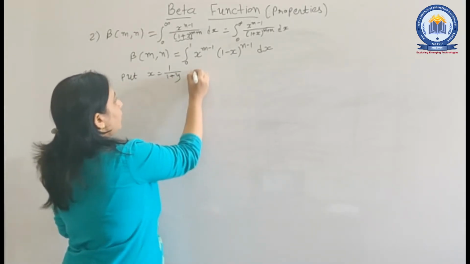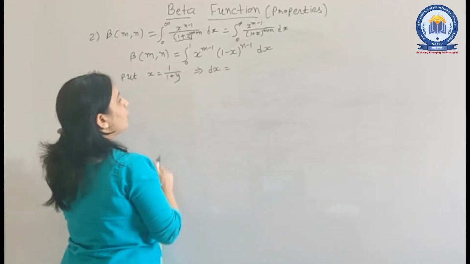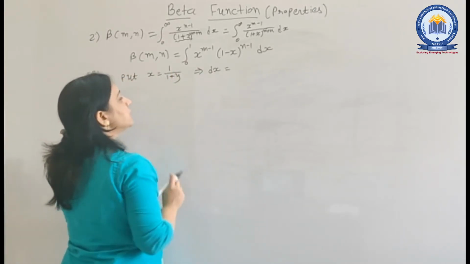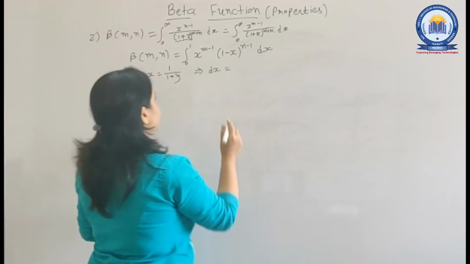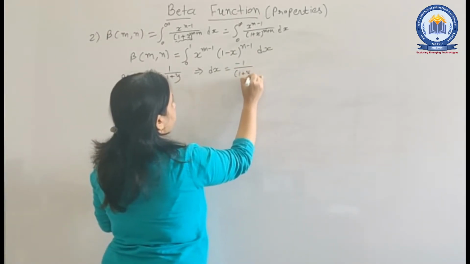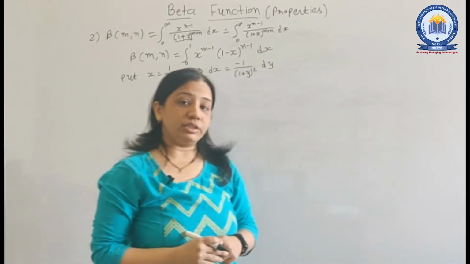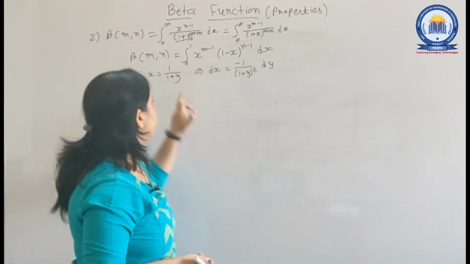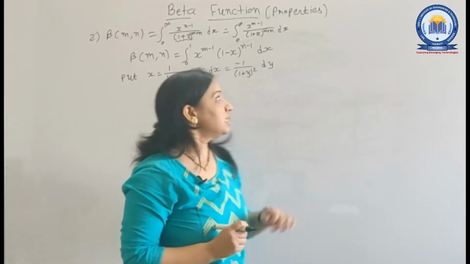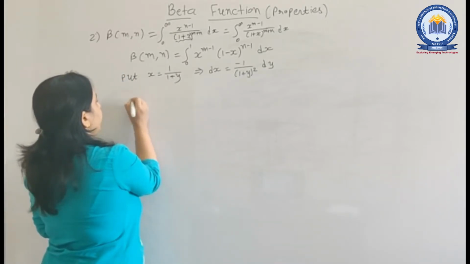So we'll get dx by differentiation. The differentiation of 1 upon 1 plus y will become minus 1 upon (1 plus y) squared dy. Now if you put x equal to 1 upon 1 plus y, obviously the limit is supposed to change, because here 0 to 1 is for x. So we'll find the limit.